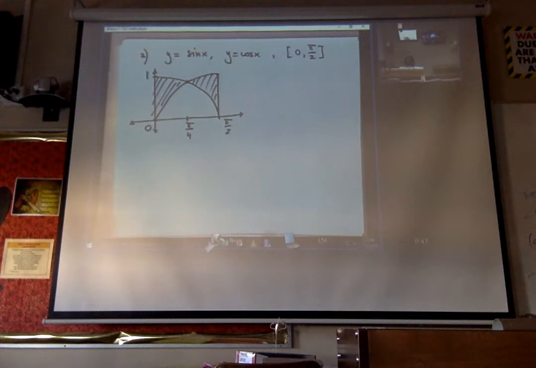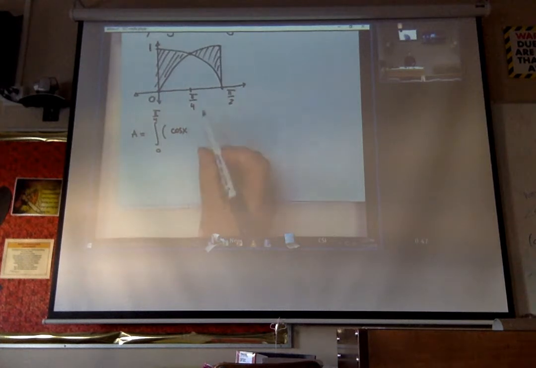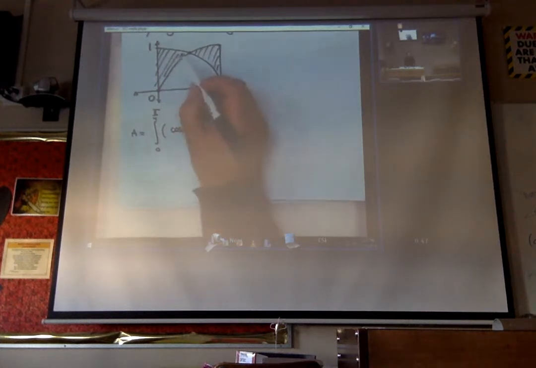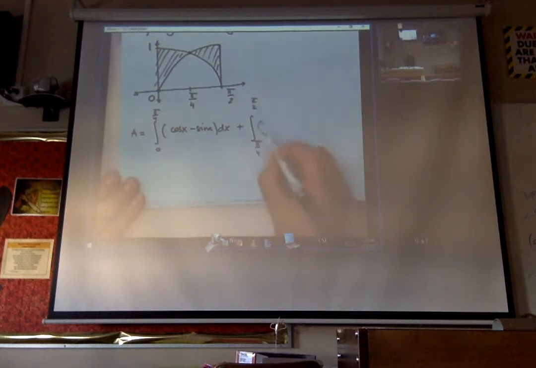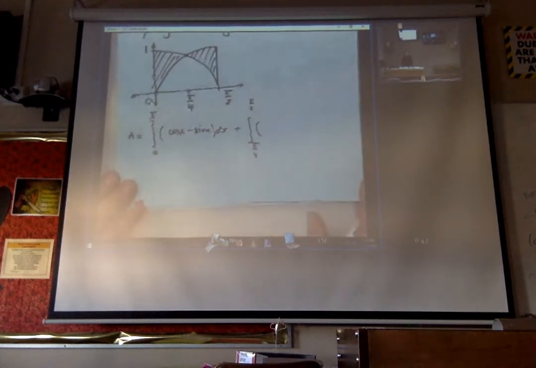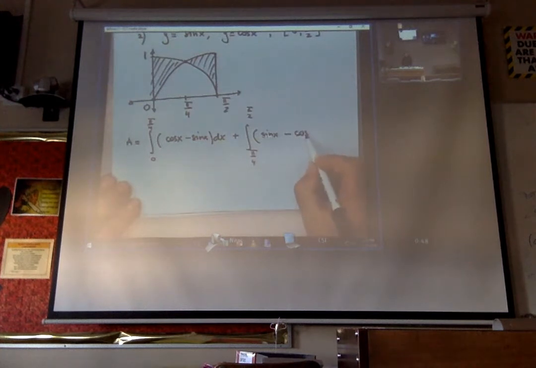So, if we're setting up the area, we have integral from 0 to pi over 4, and here we have cosine of x. Don't forget, cosine is on the top of this interval. It's right here. Here's your cosine, minus sine of x dx, and then plus integral from pi over 4 to pi over 2, but this time what do we get? Sine of x minus cosine of x dx, right? So you see now it's getting more challenging because your function is jumping around, okay?